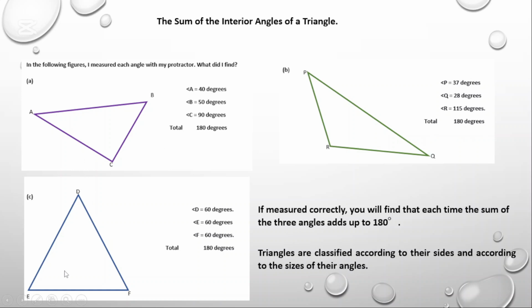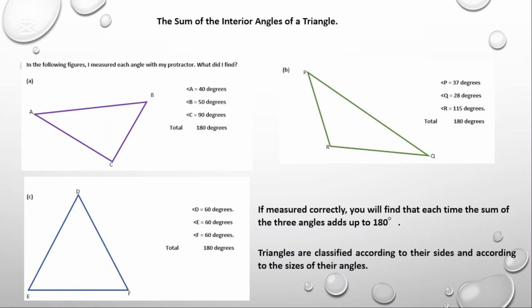And the third one, D 60 degrees, E 60 degrees, and F 60 degrees. Add them and I get 180 degrees again. So all of them are different sizes, but the sum of the three angles always adds up to 180 degrees. And I say here, if measured correctly, you will find that each time the sum of the three angles adds up to 180 degrees.